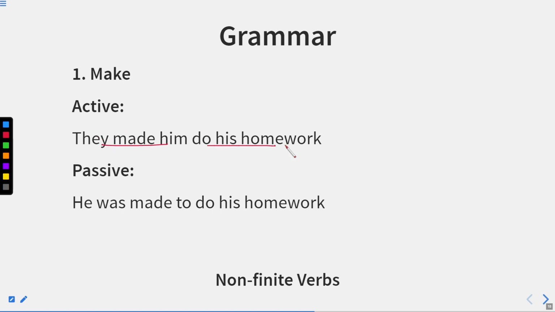For example, they made him do his homework. The sentence is in active voice. We are not using to. But if the sentence is he was made to do his homework, now the structure in passive voice is totally different. Now, they made him do means they enabled him to do this work. But in this sentence, he was made, this made is actually a causative verb over here. Now, what are these causative verbs? This we'll discuss in the last part of non-finite verbs, that is the miscellaneous part.